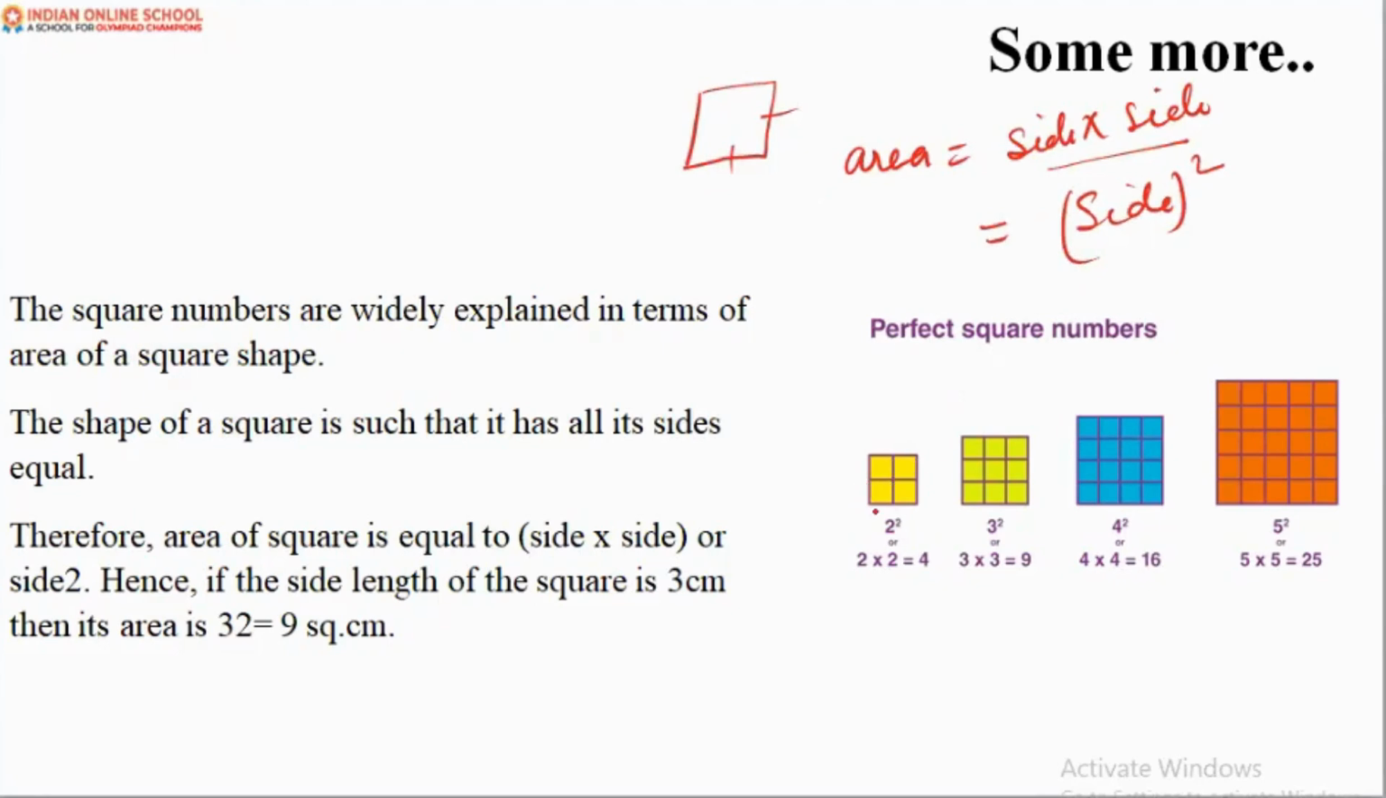Correct? So if the square is of 2 by 2, what is the area? The area will be 2 times 2, which is 4. If the square is of 3 by 3, which means 3 times 3, I'm getting 9. So all these numbers I'm getting, where I can divide the whole square into that many small square boxes, are perfect squares. Got it? Understood what is a square?